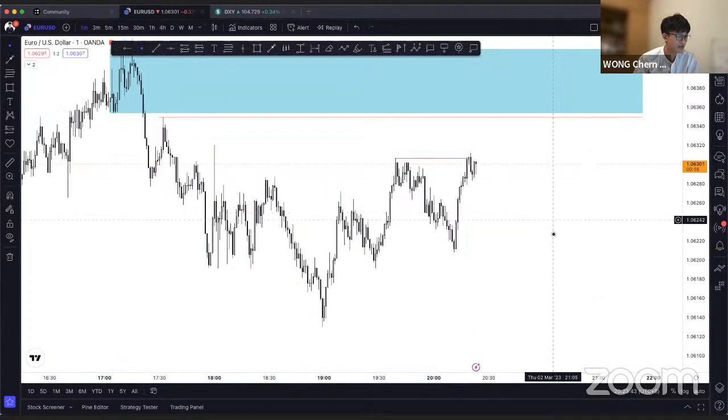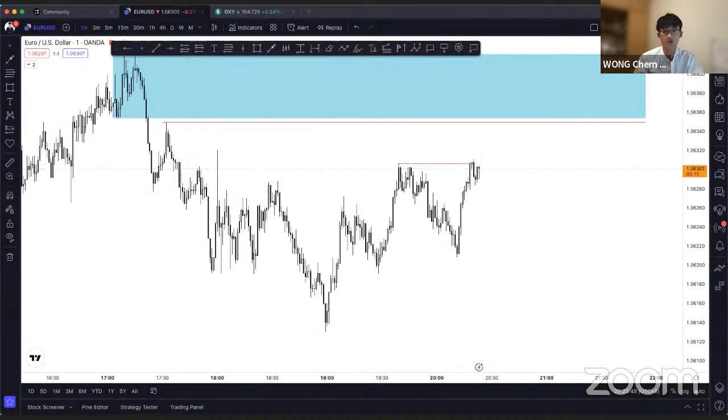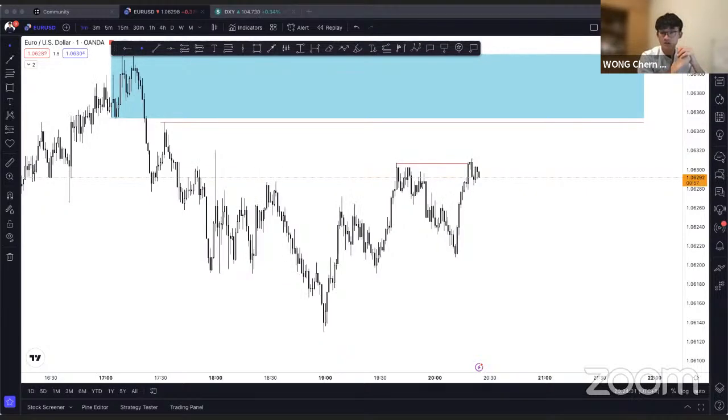That will be it for me today, guys. This will be my trade idea on the euro dollar. Do stay tuned and keep an eye out on this price action, because I believe that there is further downside potential coming into the euro dollar.